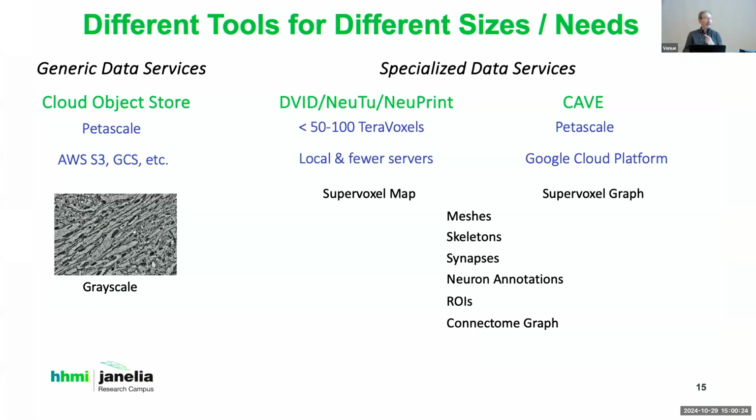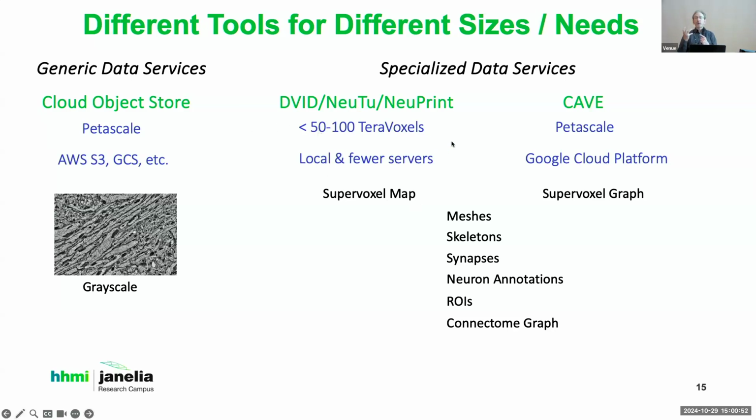So how does all this get held? And how do we actually do this data management? Obviously I don't have enough time to go into all of this, but I can give you a very high level picture. The grayscale, the static information, in many cases the supervoxels that don't change that much, get stored in cloud object stores like AWS S3 and Google Cloud Storage, and this is petascale, so it can handle any amount of volume.